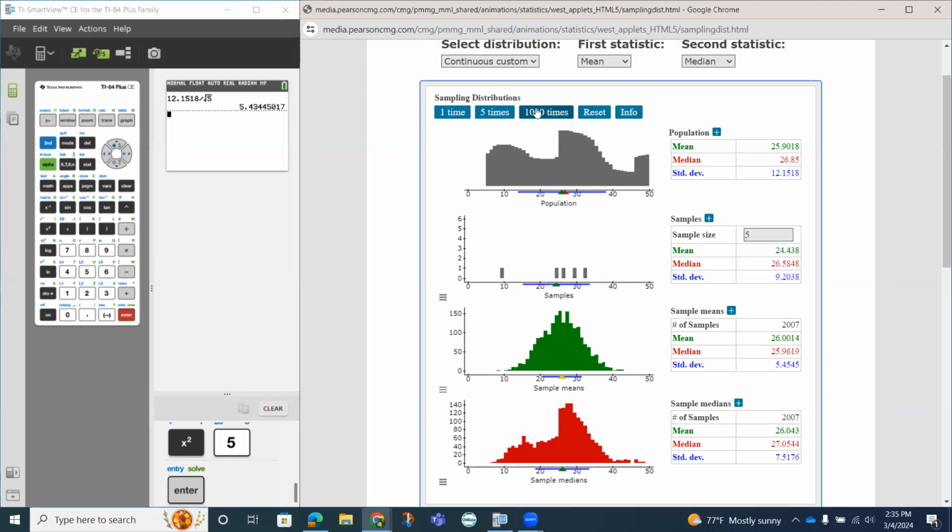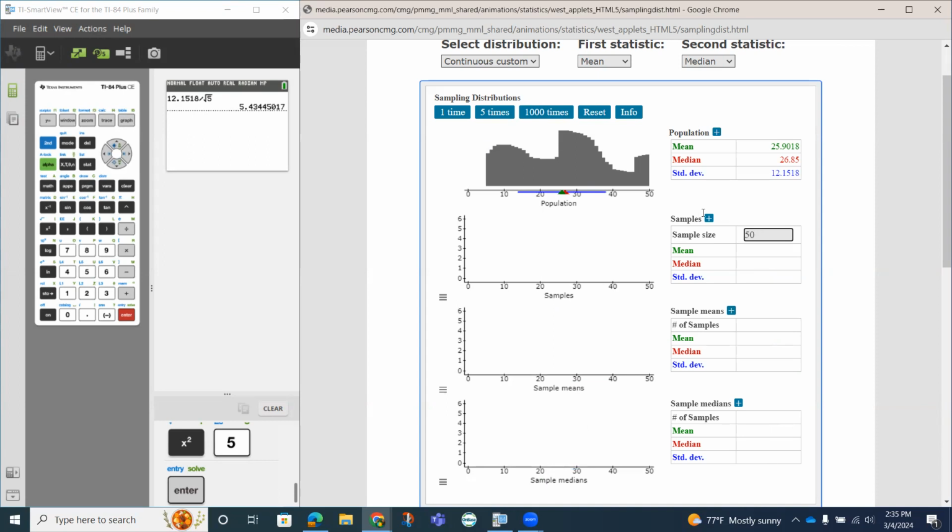Now if I do this another 1,000 times, and another 1,000 times, and another 1,000 times, notice how we're getting our bell-shaped curve going down here for our sample means. Now if I want, I could reset this and change my sample size to maybe 50. If I do this one time, it randomly pulls out 50 values, does a mean of those 50 values, and I get one sample mean. If I do that 5 times, I now have 6 sample means.